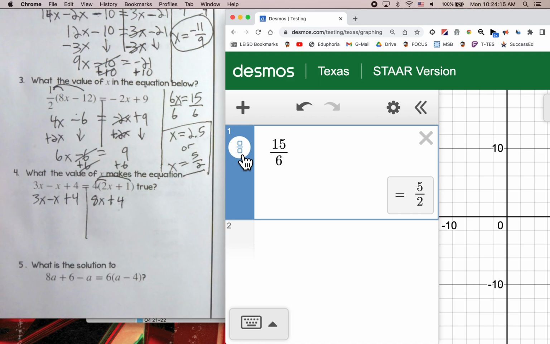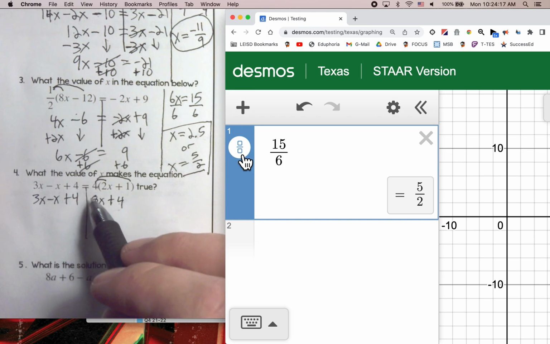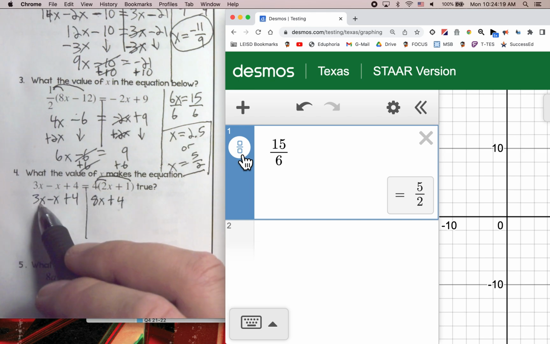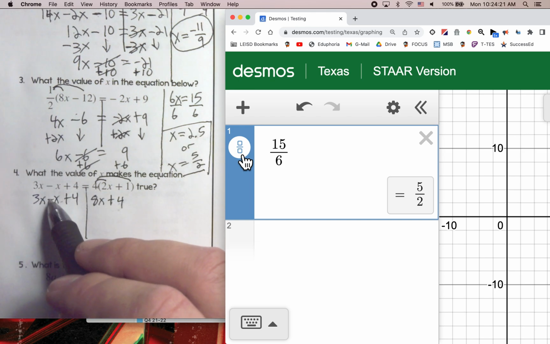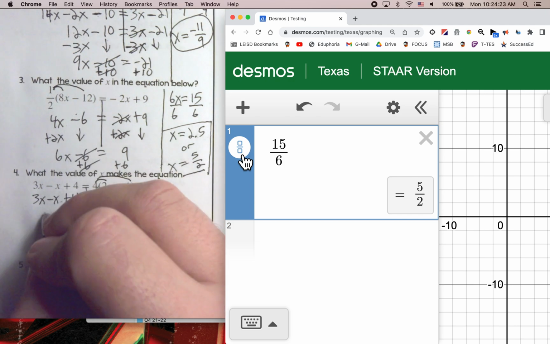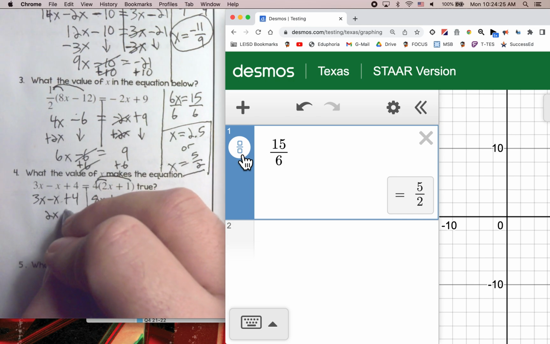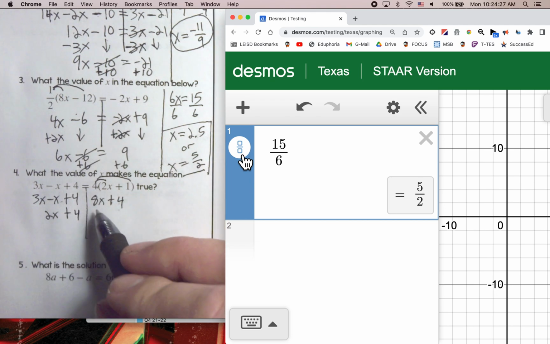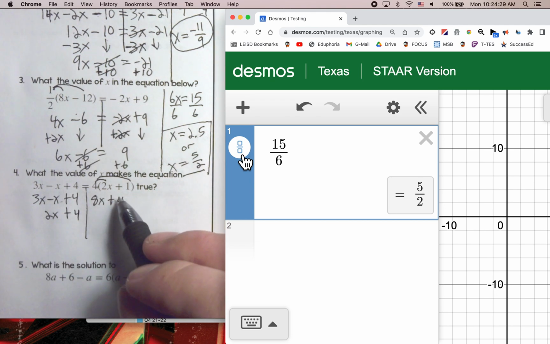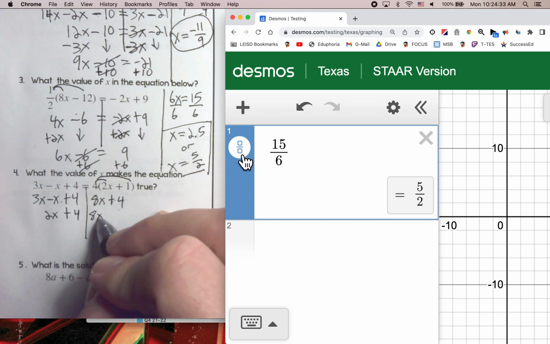Now I'm going to see if I can combine like terms. On the left, there's x's. So I've got 3x minus 1x. That's going to give me 2x. And then I still have that plus 4. On the right, hopefully you're catching on to a pattern: this has an x, this one doesn't. So I'm just going to bring it down. 8x plus 4 is just 8x plus 4.